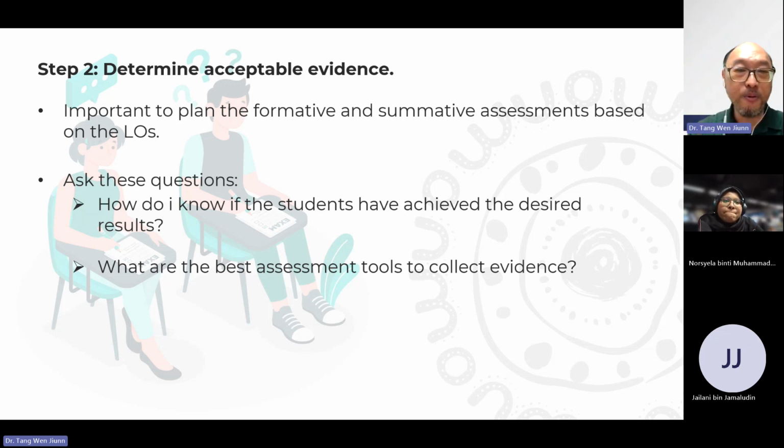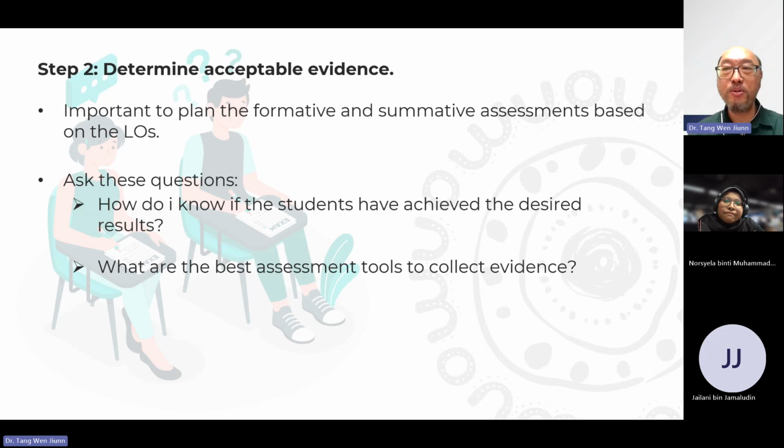So we have to know, how do I know the students have achieved? What are the suitable questions? What are the best assessment tools to collect? Do I do a quiz, a pop quiz? Do I ask them to do just a simple survey? Let's say you want to know whether they are happy with your teaching. So you do a survey, we collect the data, we process the data.